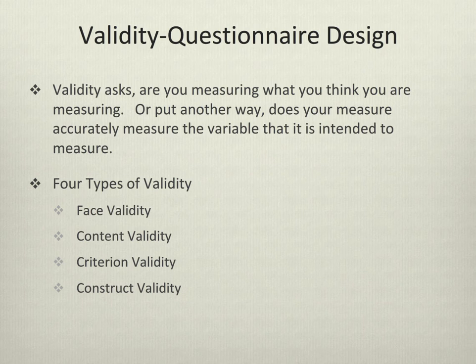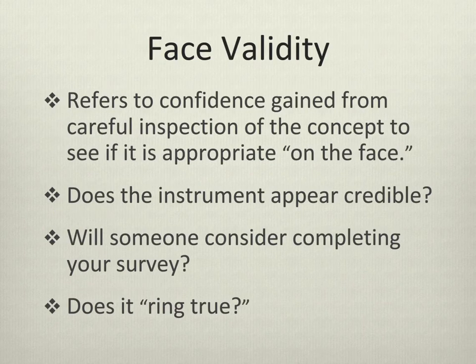I'm going to focus in on the main types of validity. Traditionally, face, content, criterion, and construct are the most commonly discussed in research methods. Face validity is the most basic form of validity. It's literally looking at your instrument, in this case your survey, and asking, does it look credible? If you received this survey, would you take it? Does it, as our textbook puts it, ring true?